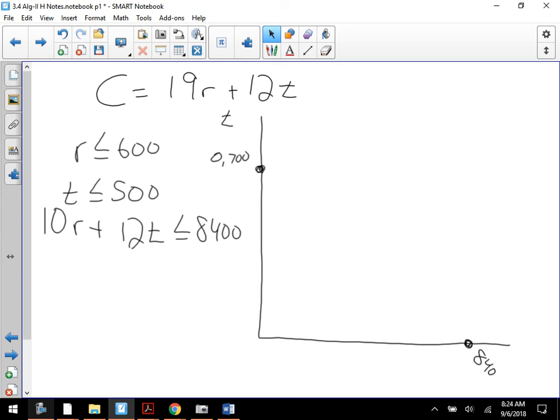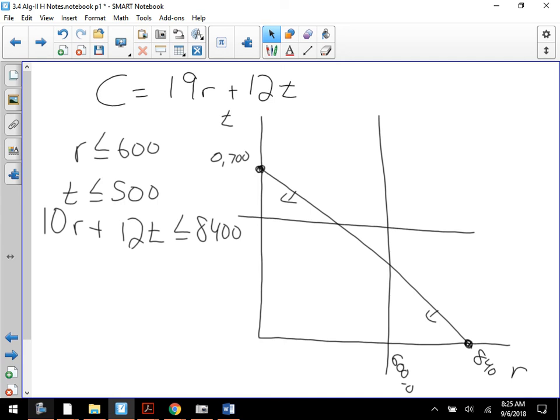So tape, radio. Make sure you label your axes, that way you don't forget which one's which. Connect them, and then obviously it's moving inward. So if 840 is out there, half is 420, so 600 is about here. 350, so 700 or 500 is a little bit higher up here. And we're moving down.